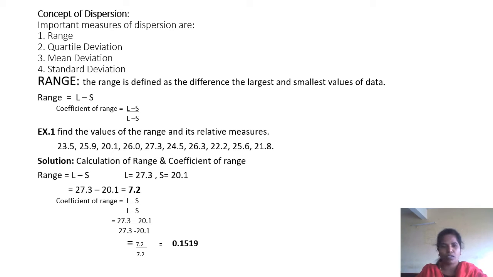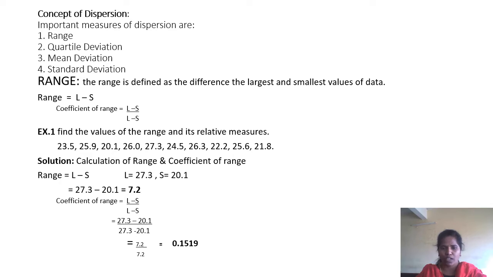I will take one example on this method. First, find the values of range and its relative measures. So these numbers are there: 23.5, 25.9, 22, 26, 27, 24, 26, 22, 25 and 21.8. These are the values. Then you have to find out what is the range. I have already explained the range formula here.